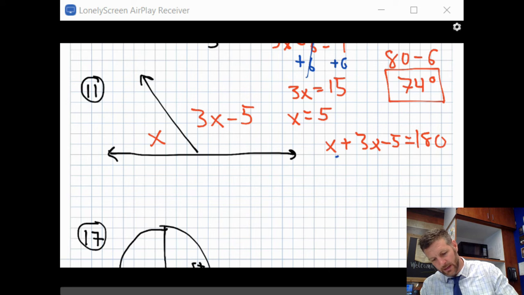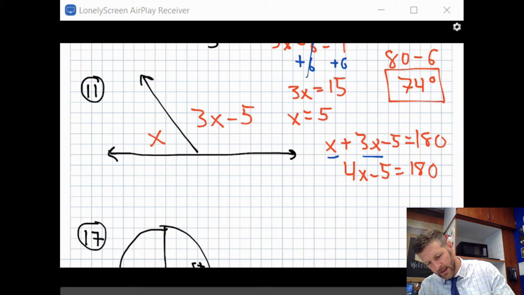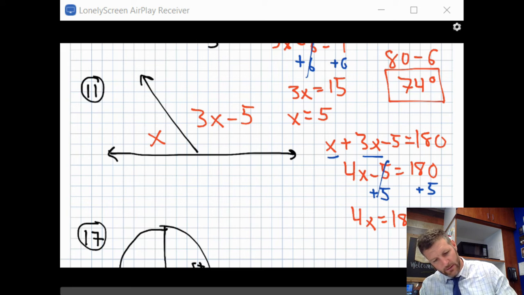Okay, so we've got like terms there with the x and the 3x. So that is a total of 4x minus 5 equals 180. Now we're going to add the 5 so that we can get our x's by themselves. That cancels out, and we now have 4x equals 185. We need to divide by 4.